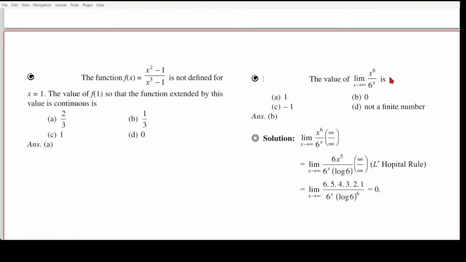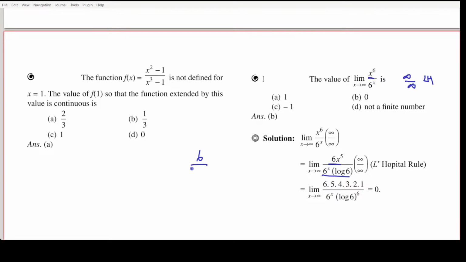Now see, this is interesting. x power 6 by 6 power x. x power 6 is in infinity power 6 format, which is infinity. 6 power infinity is also infinity. Agreed? This is in infinity by infinity format. So what can we do? We want to calculate the limit. We can use L'Hospital's rule: differentiate numerator and denominator. If we differentiate the numerator, we get 6x power 5. If we differentiate the denominator, we get a power x ln a, right? So keep it like this.